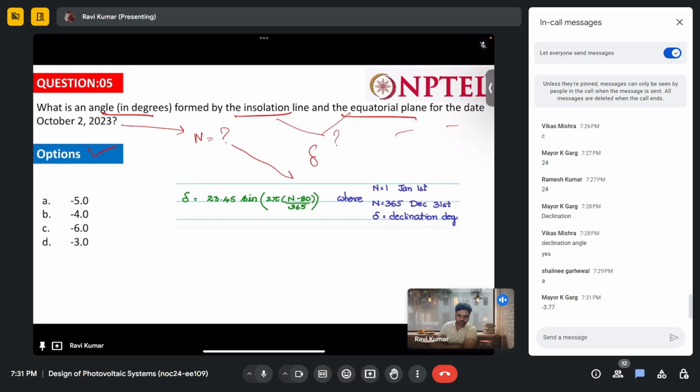Three 3.77. Sanli said 0.5, you said minus 0.377. Ruchi said, so we are having 2 votes for A and 1 vote for 3.77. We can go to B. Okay.